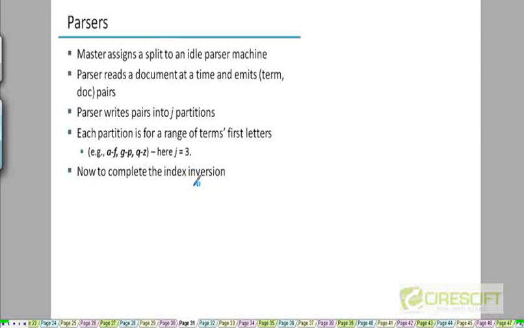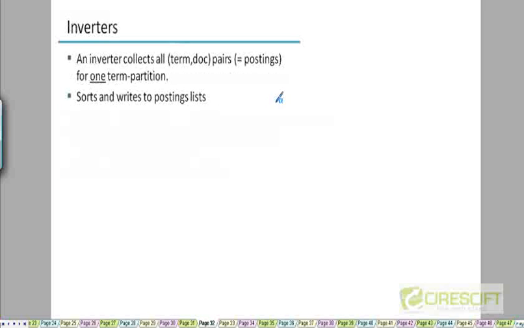Now let's look at how the inverters, or the worker machines assigned the task of inversion, will pick this output from the parsers and then generate the inverted index. Now clearly this inverted index is not going to reside on a single machine, right? So each inverter is going to generate a part of the index, and the index as a whole will be partitioned across these inverters. So each inverter is going to build a subset of the index.